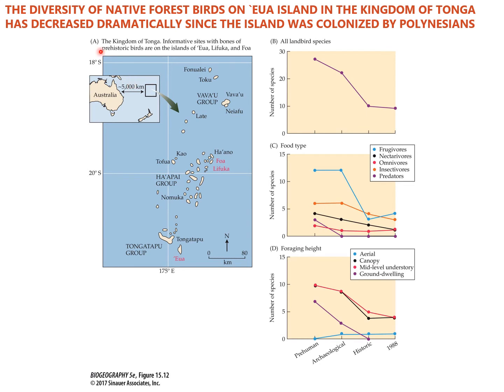So this is an example of the diversity of native forest birds in the kingdom of Tonga on these islands, which has decreased dramatically since the island was colonized by Polynesians. So this is just showing an example. Even before modern times, this is something that happened characteristically when humans moved into an area.